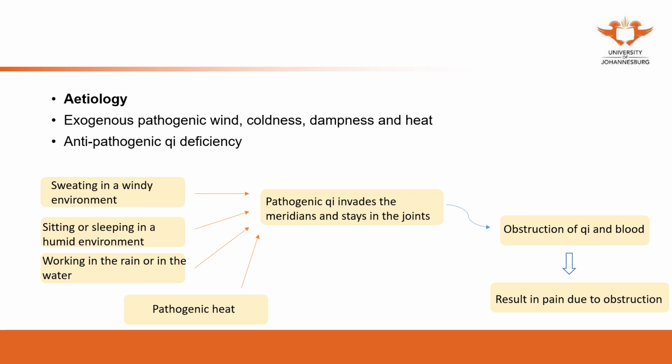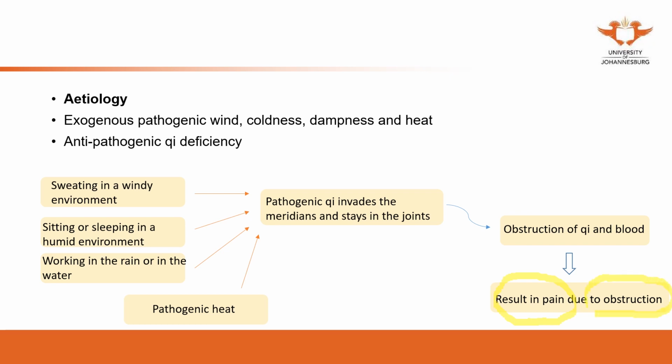As we mentioned in the previous video, the causes of Bi syndrome can be wind, dampness, coldness, and heat. So now, for the etiology, we're going to focus on the wind, heat, dampness, and coldness. But no matter what the causes are, the result is pain. Different kinds of pain. Why will the patient present with pain?